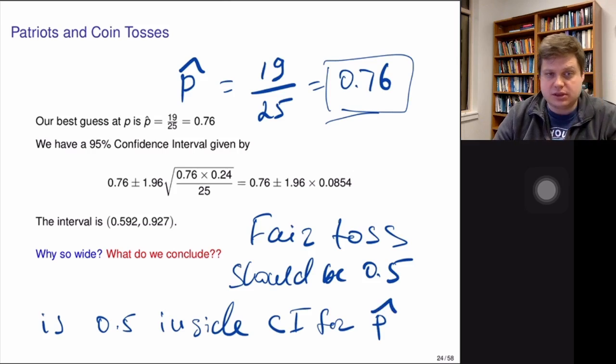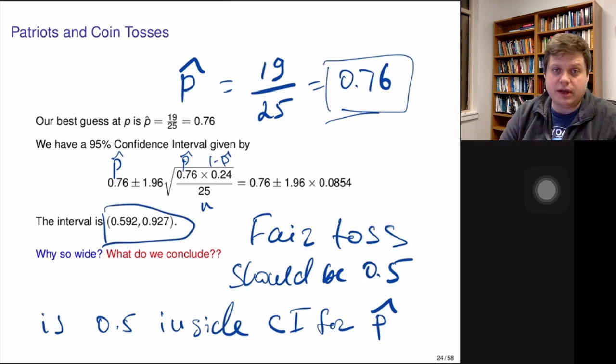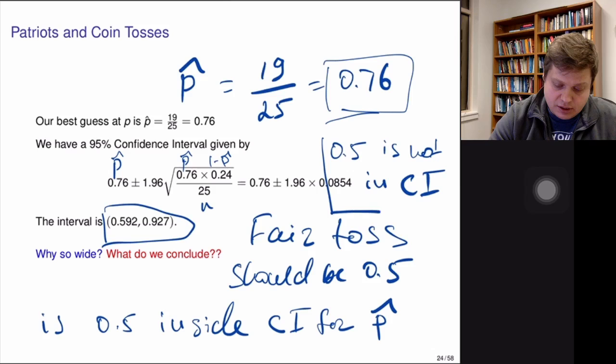So let's calculate the confidence interval. This is P hat plus or minus 1.96 times the square root of P hat times 1 minus P hat divided by n, which is 25, and the interval we get is 0.6 to 0.92. So given that we saw 25 observations, the confidence interval does not include 0.5, so the answer is 0.5 is not inside the confidence interval.